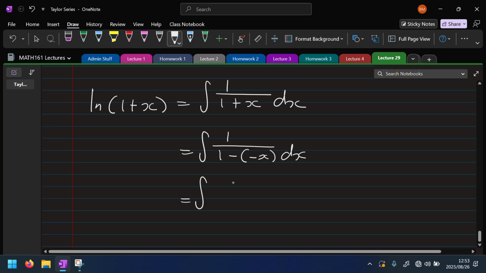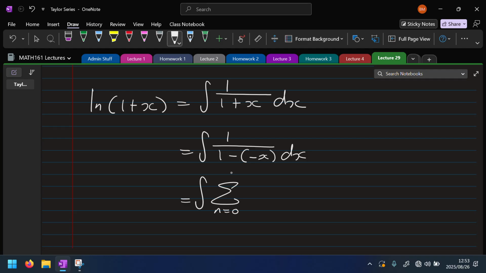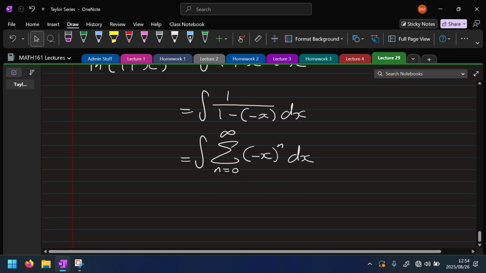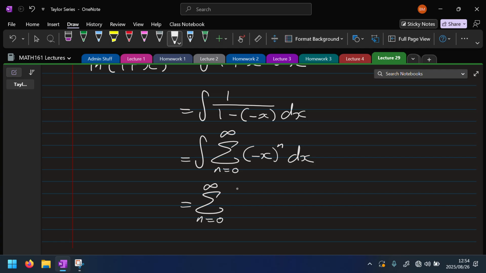So this will be the integral of the Taylor series of minus x to the n. Right, so we just replace the 1 over 1 minus something with its Taylor series. Okay, now a little bit of a trick. The sum and the integral, we're going to swap around. So this is going to be equal to the sum, n goes from 0 to infinity, minus 1 to the n, and then the integral of x to the n dx. Okay, so we just did a little swap of the sum and the integral.